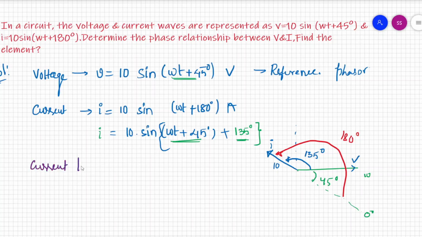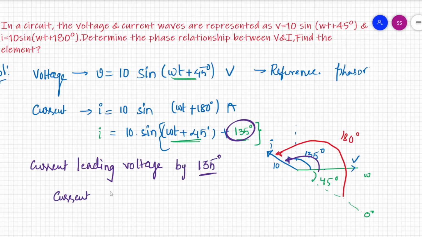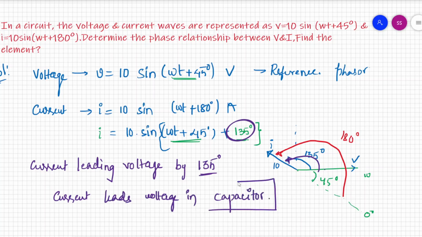Current leading voltage by how many degrees? So this is the voltage lead, right? With respect to voltage, current is leading by 135 degrees. So in which element does current lead the voltage? Current leads voltage in a capacitor, in a capacitive network. Okay, so the element is capacitor.